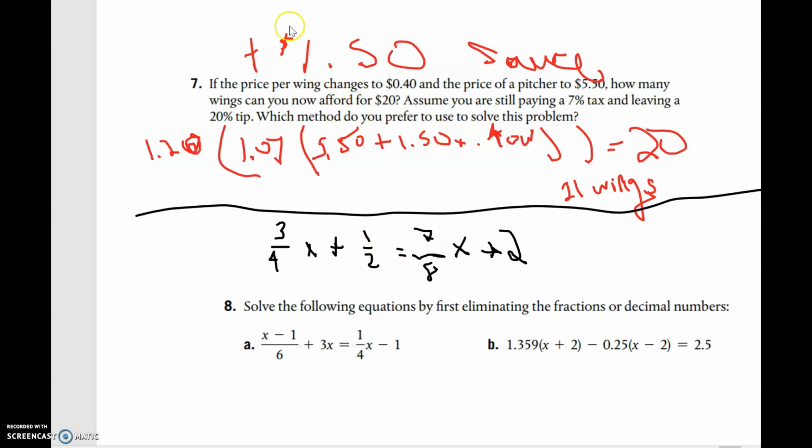Okay, so here's number 7, including the $1.50 sauce. Here's how I set up the equation, and again, you can solve it similarly to the previous one, and you should get about 21 weeks. All right, I want you to look at number 8 quick, and we'll do whatever time we have left here.